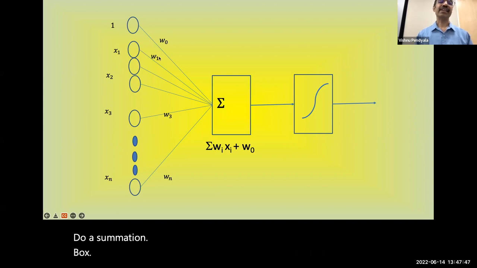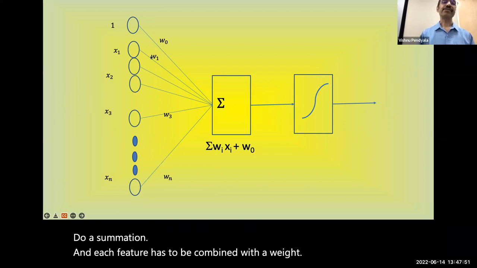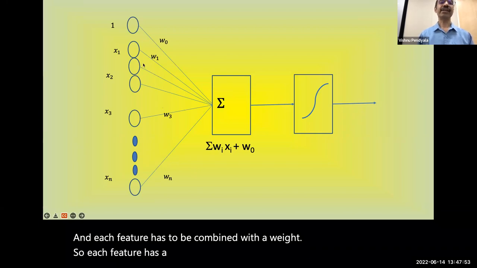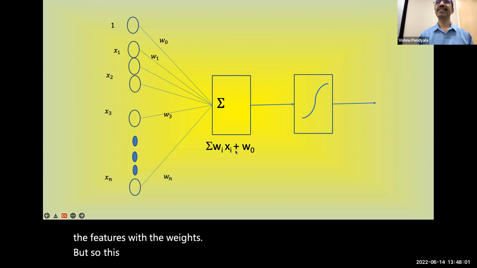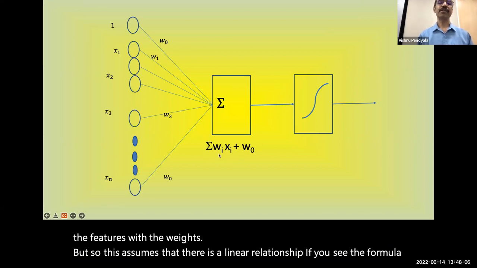And each feature has to be combined with a weight. So each feature has a different weight. We combine the values of the features with the weights. But this assumes that there's a linear relationship, as you see in the formula here, sigma w_i x_i.